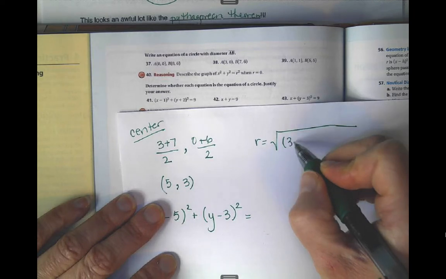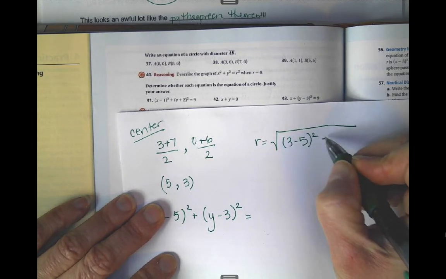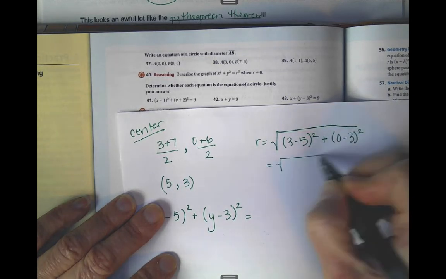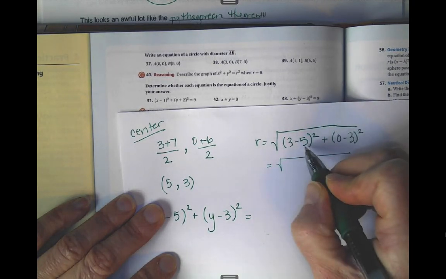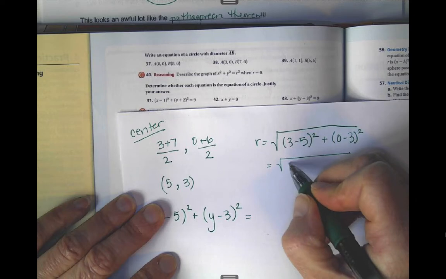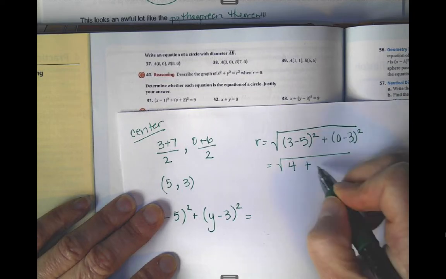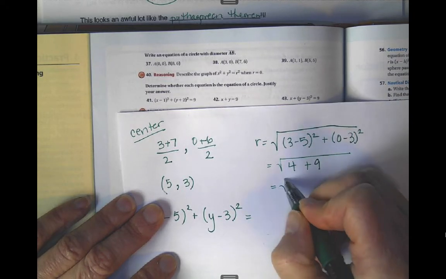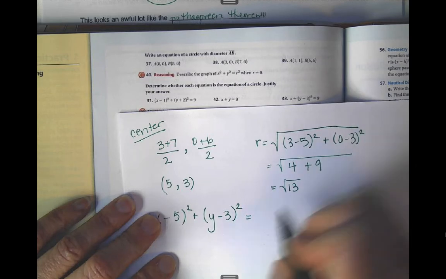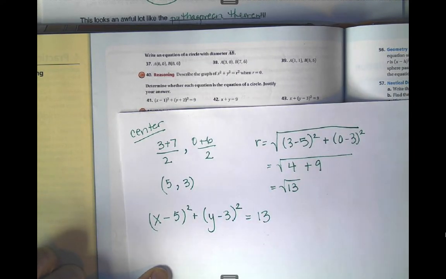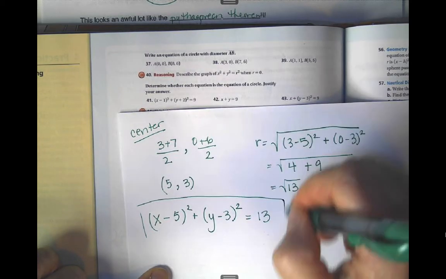So 3 minus 5 squared plus 0 minus 3 squared. 3 minus 5 is negative 2, and when I square that, I have 4. 0 minus 3 is negative 3, and when I square that, I have 9. So the radius is the square root of 13, and the square root of 13 squared ends up being 13. So this would be my answer.